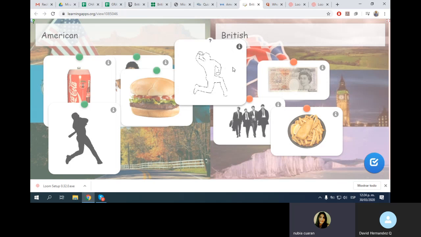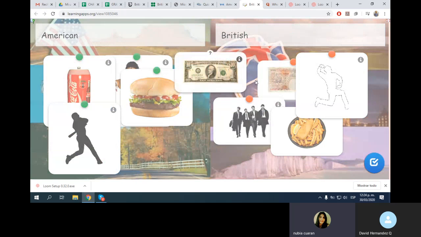A ver. Ese está el de béisbol, teacher, es que se quedó parado ahí. ¿El de béisbol? Ah, se quedó. Ah, es que es como una silueta muy parecida, solo que esta es blanca y es de softball. El de béisbol está aquí. Ya, ya. Entonces esa de British. British.